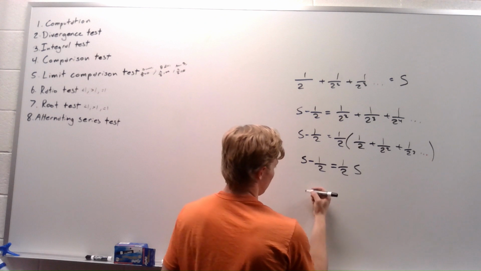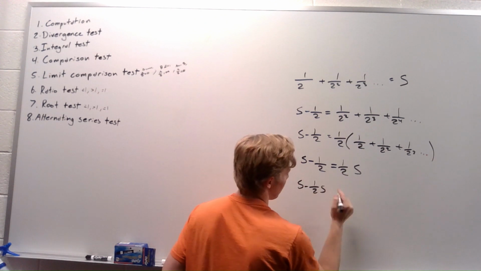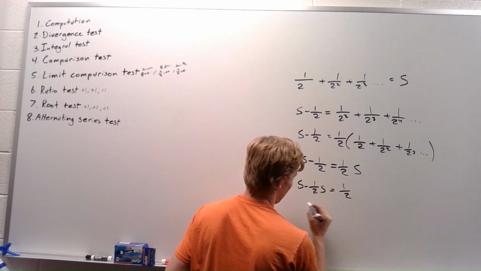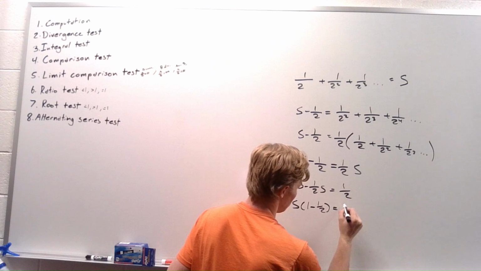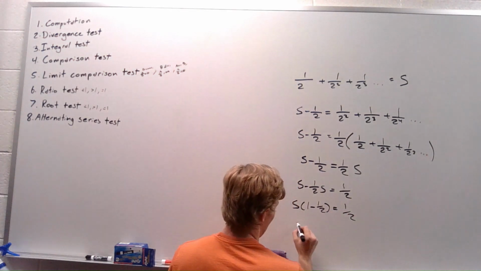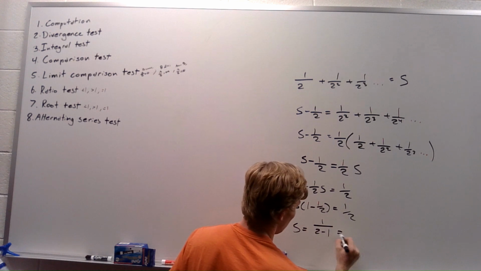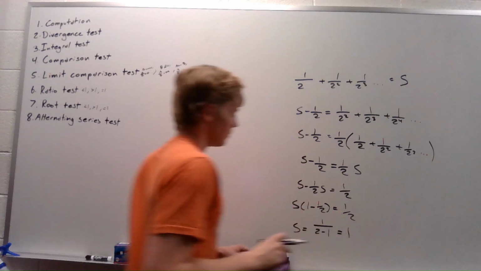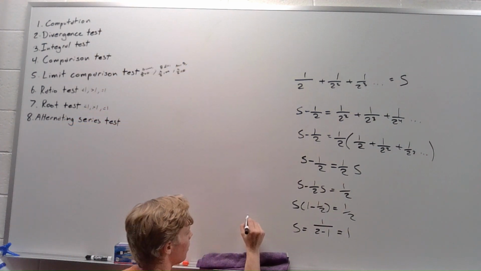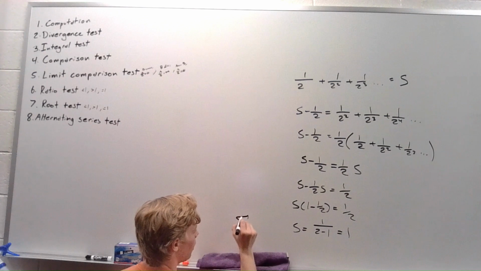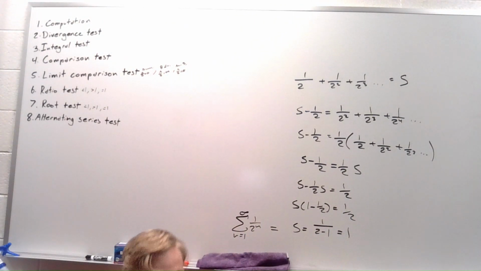And so now we can continue doing algebra. You have s minus 1/2 s, and I'll move the 1/2 over, equals 1/2 s times 1 minus 1/2 equals 1 over 2. S is equal to 1 over 2 divided by 1 over 2, or just 1. And so we managed to show that the sum from n equals 1 to infinity of 1 over 2 to the n is equal to just 1.